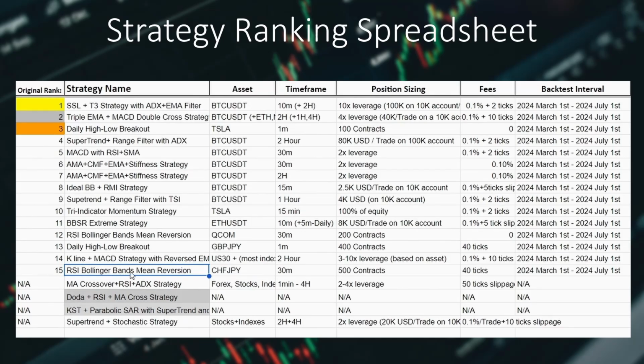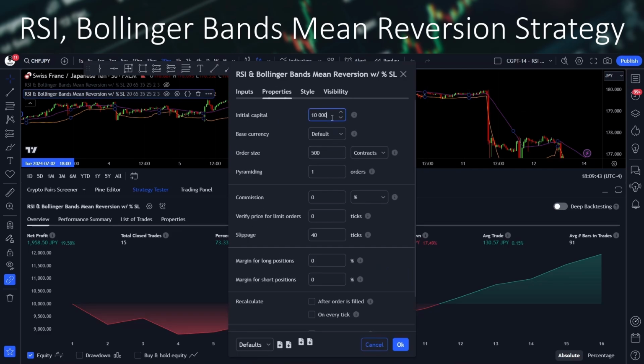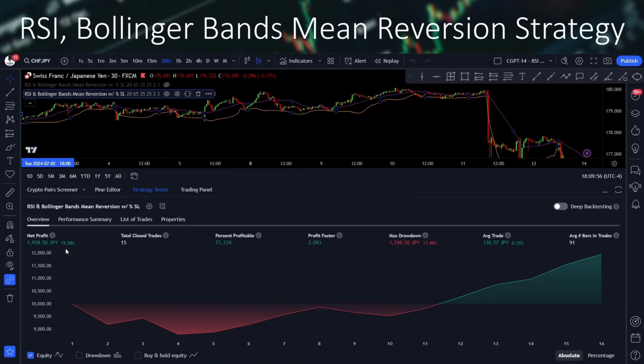The next one is the RSI Bollinger Bands mean reversion strategy for the Swiss franc JPY 30-minute chart with a 40 tick slippage. Here is the strategy and optimization with the start and end date modification. Here is the properties tab. We are using a 40 tick slippage as commission. And here are the after optimization results.